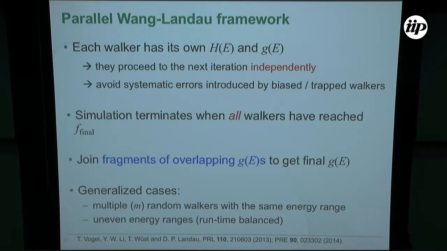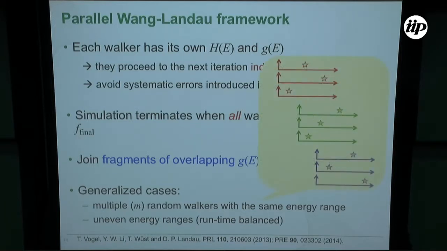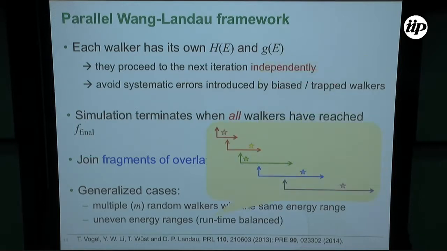Yeah, so basically here I just want to point out that there are some generalizations. For example, you can run multiple walkers where several of them have the same energy range. Or we can also do something exactly like how you set the temperatures in your parallel sampling, if we want to have better resolution on some of the energy range that might correspond to a certain temperature that you are interested in.